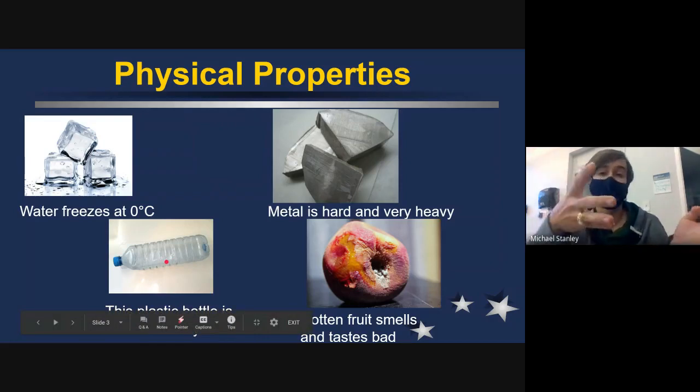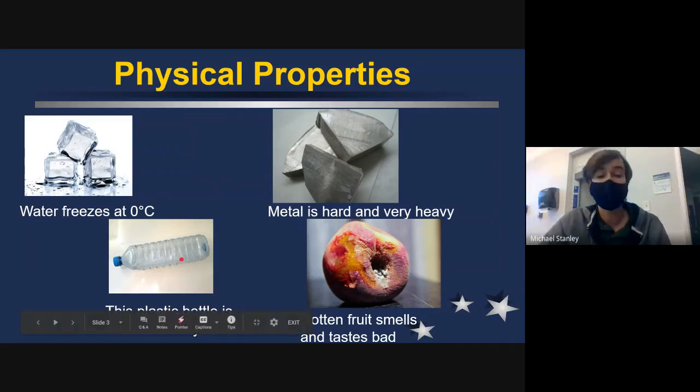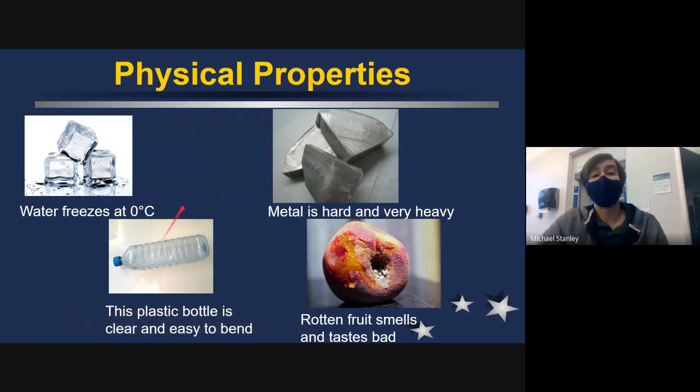Also, if you took this water bottle in your hand, you'd feel that the plastic on water bottles is usually really thin. So it's super easy to squish down flat or crunch up short or squish around. That is another physical property of this plastic. Again, things that we can feel when we touch it.